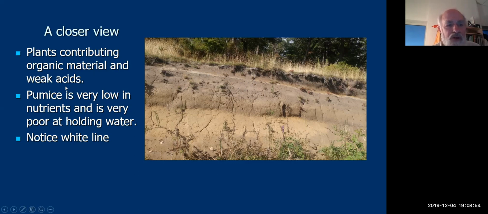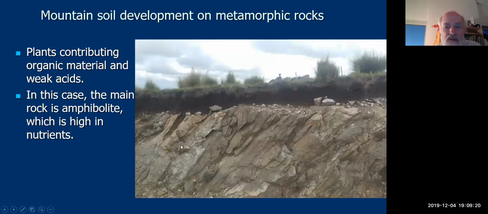The material here, pumice, is like a fine volcanic glass. It's very low in nutrients and is very sandy feeling. It doesn't hold water very well. So anyway, this is due to massive volcanic eruptions in Chile, dumping volcanic ash in Argentina. This is another example of soil development.